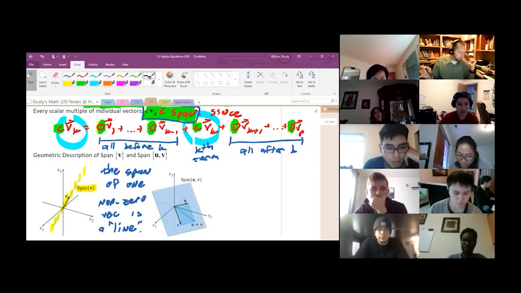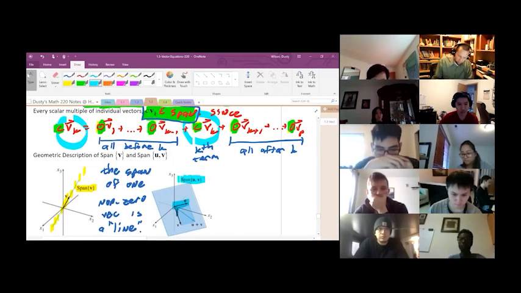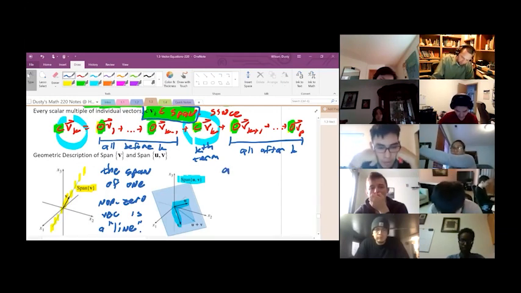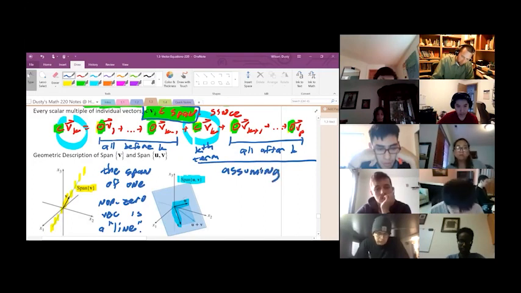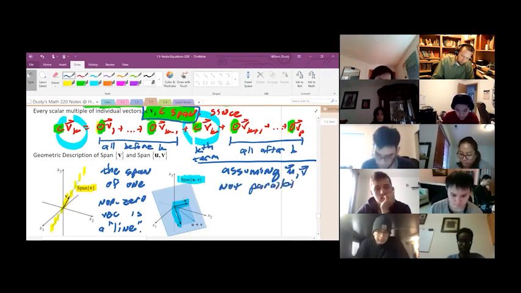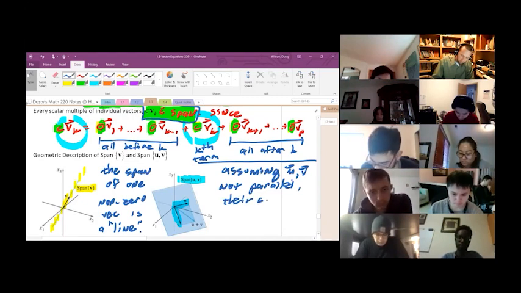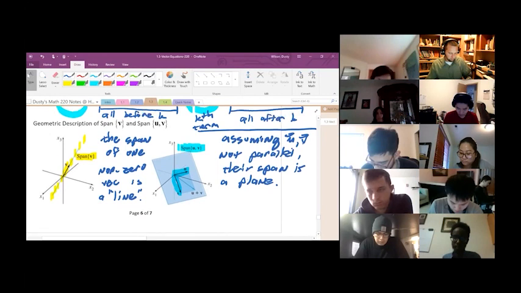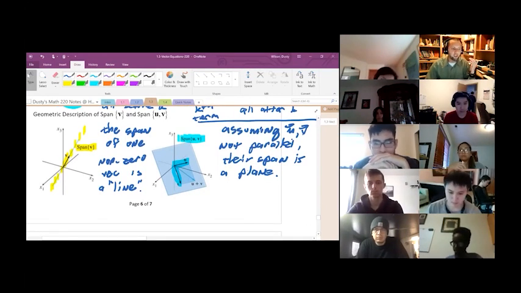All right. So in this second little drawing, if we want to look at the span of U and V, you could imagine having a U vector and a V vector, and the span of those would be all the vectors on some plane that includes U and V. So assuming U and V are not parallel, their span is a plane. From Seche: if they were parallel, would their span just be a line?